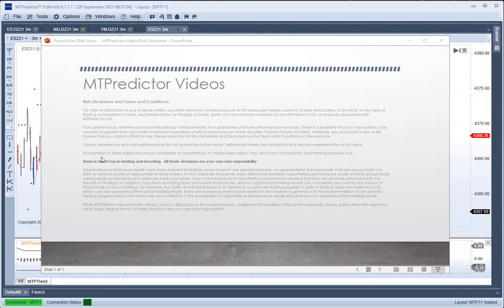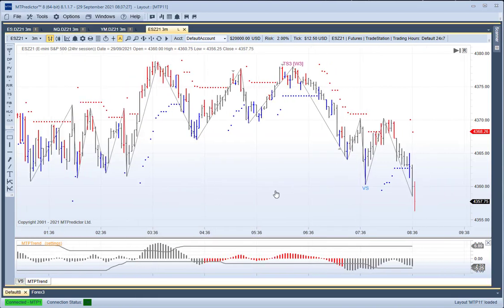But before we start that, we have to have a look at our risk disclaimer and remind you that all examples in these videos should be considered as hypothetical. No trades are actually taken, they're just shown for illustration and training purposes only. Remind you there's a risk of loss in trading and investing. Put another way, all professional traders know and understand, but more importantly accept, that losses can and will and do unfold.